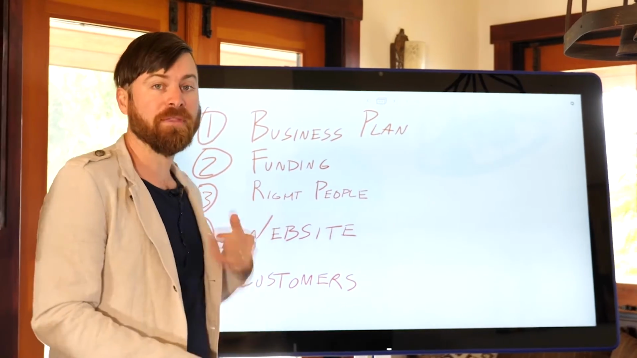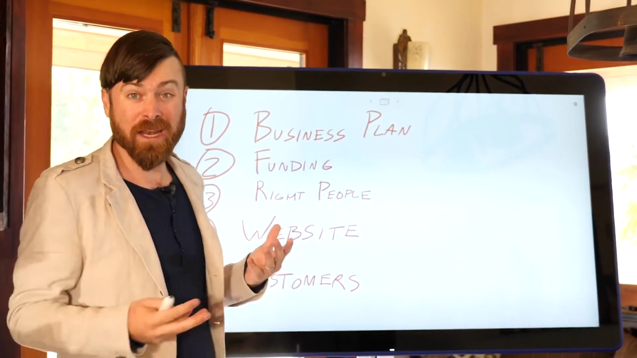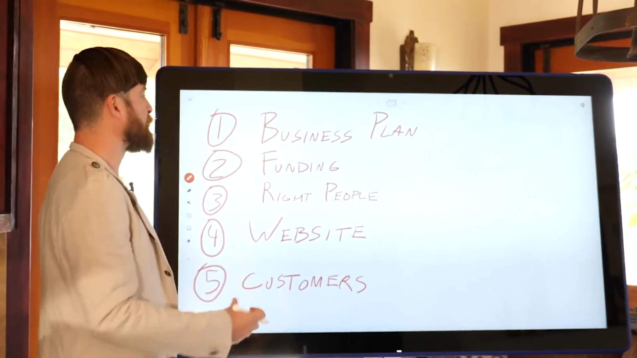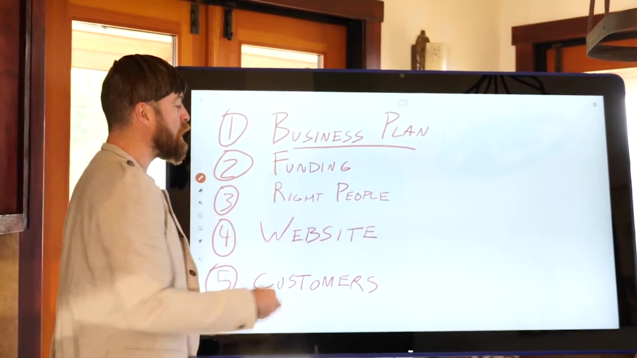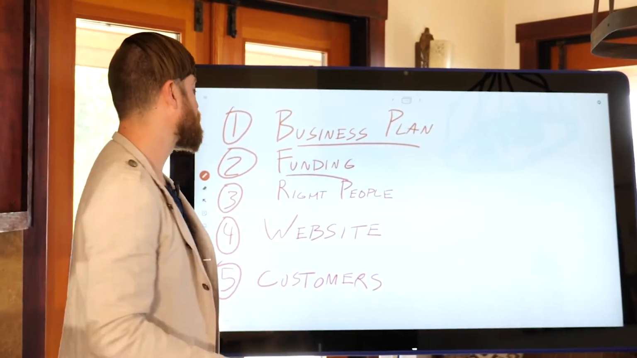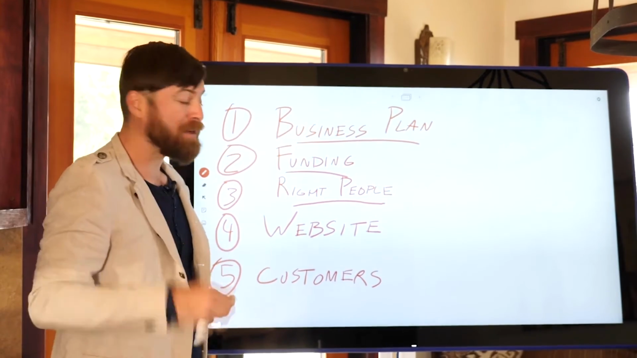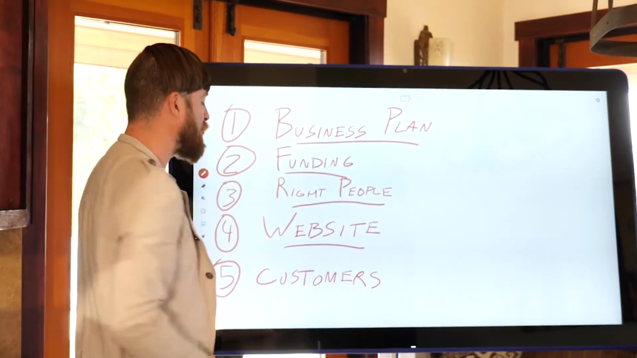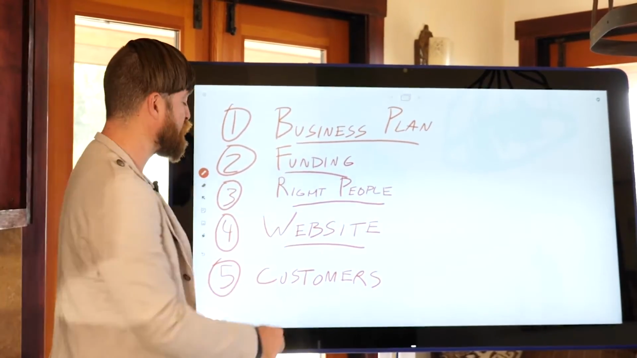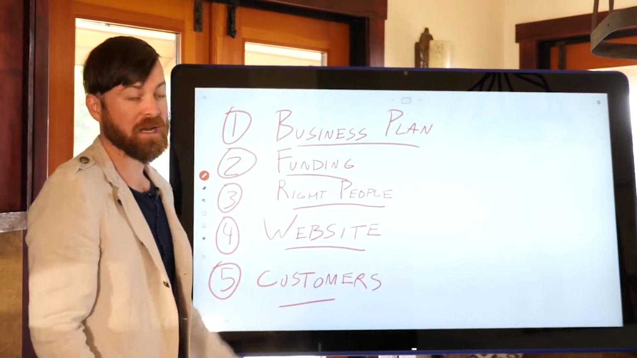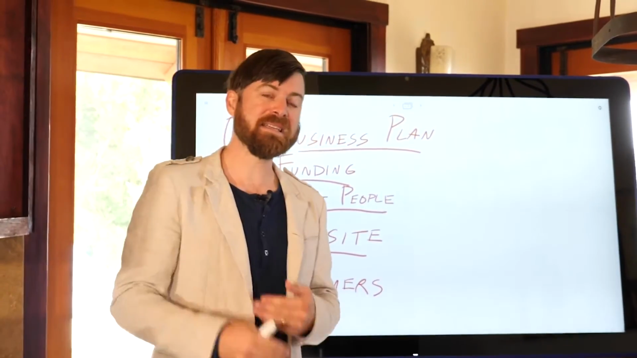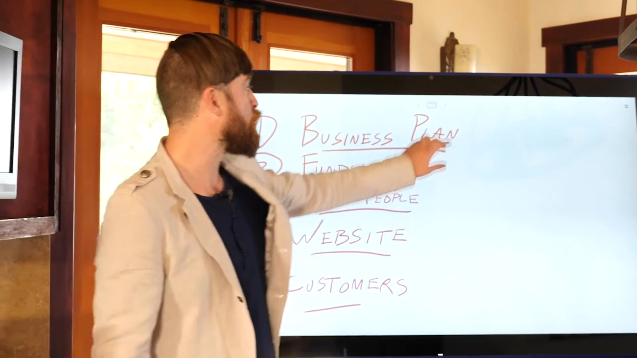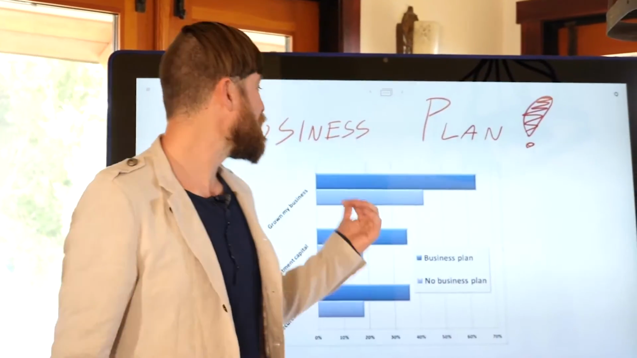Now, the 5 different things that you need to understand to create a startup, to build one, is first off, you need a business plan. Second, you need funding. Money has to come from somewhere. Third, you need the right people around you. Fourth, you need a website, a place to do business. And fifth, you need customers. I'm going to be going over each of these items in detail, of what you need to do to start your business. So let's go into the first one, business plan.